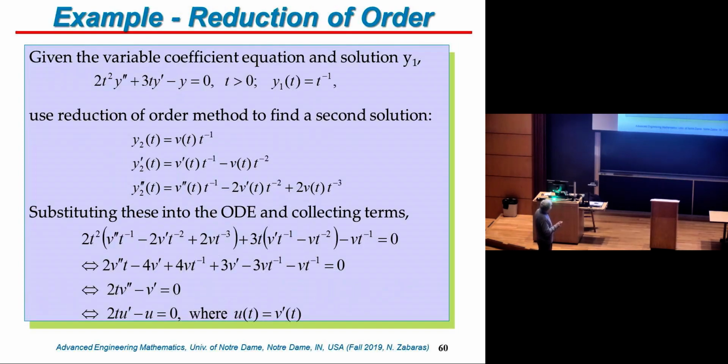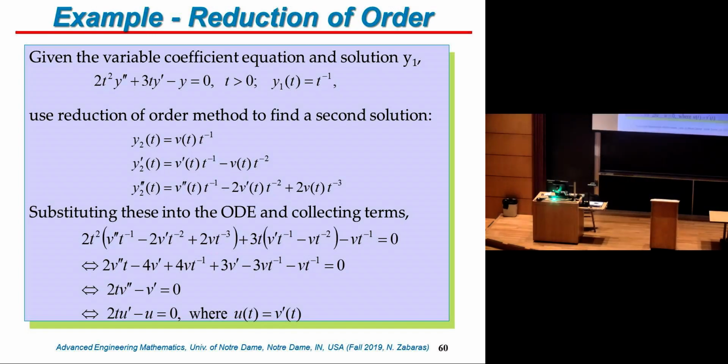And I give you a nice example, and I think I gave you things in the homework set as well. So in this problem, the coefficients are not constant. I tell you that one solution is t to the minus 1, right? I could have easily not given you that information, but then you may not have been able to guess that one solution is t to the minus 1, okay? So here it is given. So you are looking for a solution v of t times t to the minus 1. So take the first derivative, second, plug it in, and this is what you get.